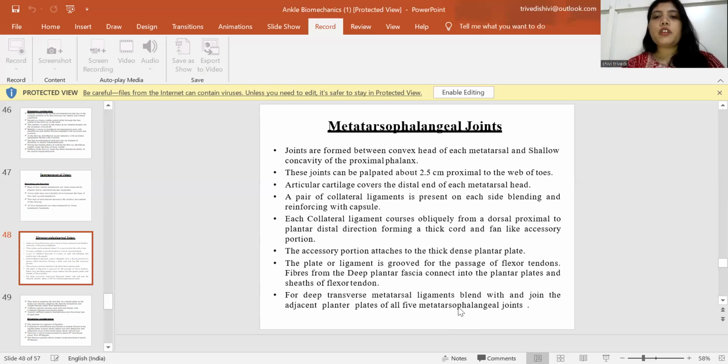Each collateral ligament courses obliquely from a dorsal proximal to plantar distal direction, forming a thick cord and a fan-like accessory portion. The accessory portion attaches to the thick dense plantar plate. The plate or ligament is grooved for the passage of flexor tendons. Fibers from the deep plantar fascia connect into the plantar plates and sheaths of the flexor tendons. The deep transverse metatarsal ligament blends with and joins the plantar plates of all five metatarsophalangeal joints.